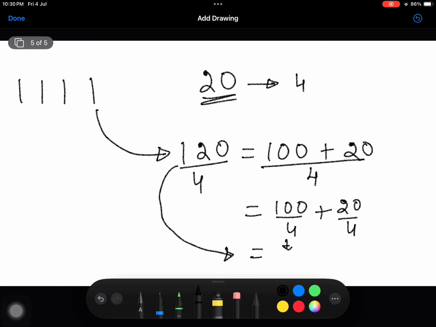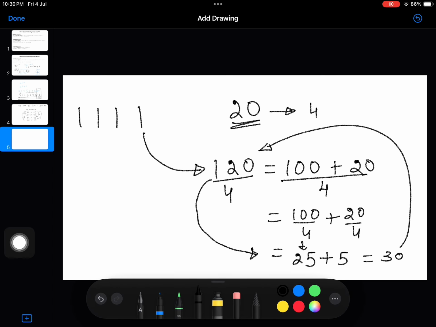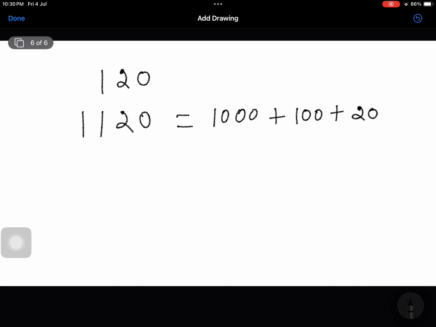So how much is that? Pretty simple, right? 100 by 4 is 25. 20 by 4 is 5. You add it up, you get 30. So 30 times 4 indeed gives you 120. So let's move on. I think you now definitely would have guessed what I'm going to do next. 120, we are done. We have proved that it is divisible by 4. Now 1120. What about this? This is 1000 plus 100 plus 20. All of this combined together, we have to see whether it's divisible by 4.